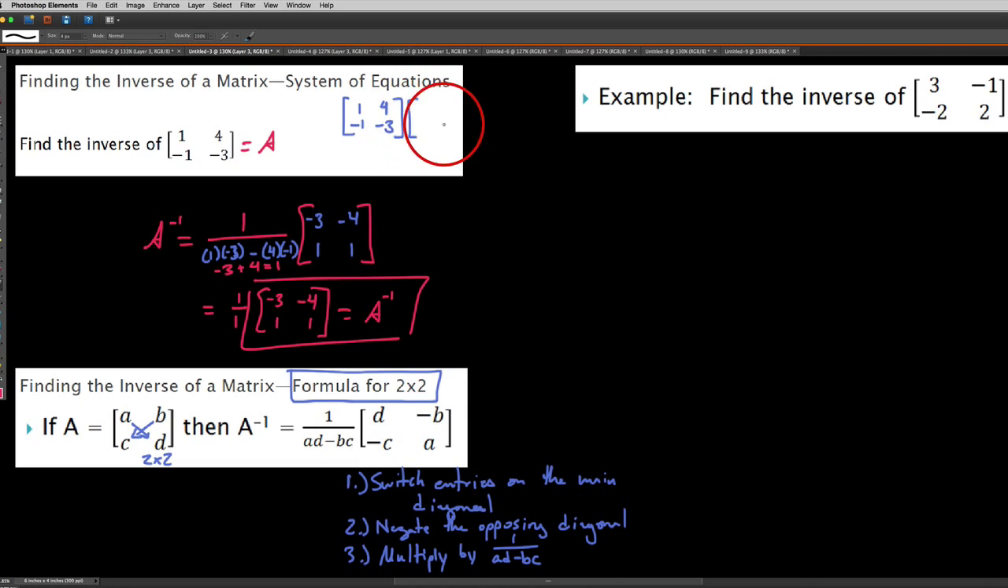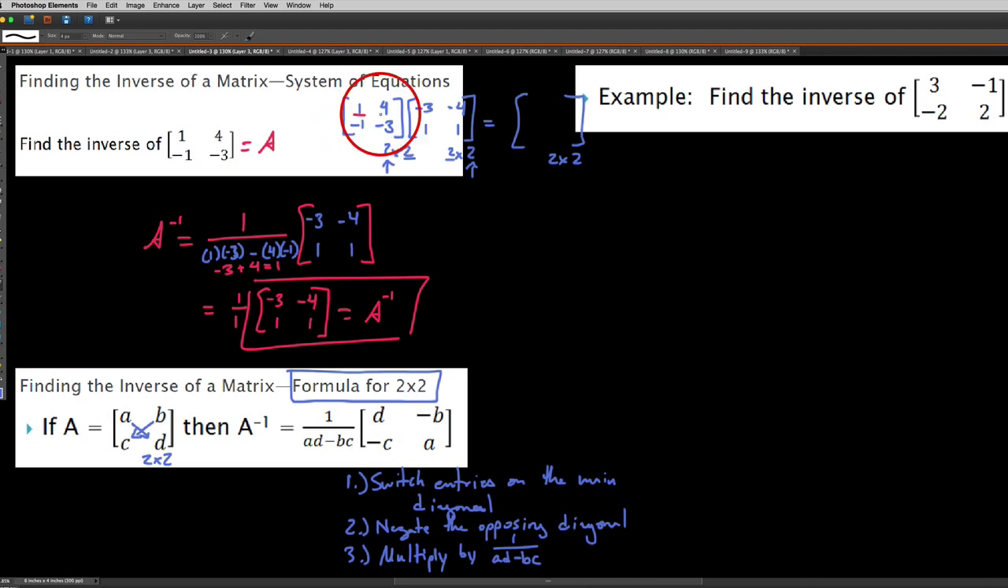If we were to take this here times the matrix that we found was its inverse matrix, negative 3, negative 4, 1, and 1, would we get the identity matrix? I know that I get a 2 by 2, because we're taking a 2 by 2 times a 2 by 2. The inner dimensions match, and we get the outer dimensions as the order of the new matrix. So let's go ahead and do this.